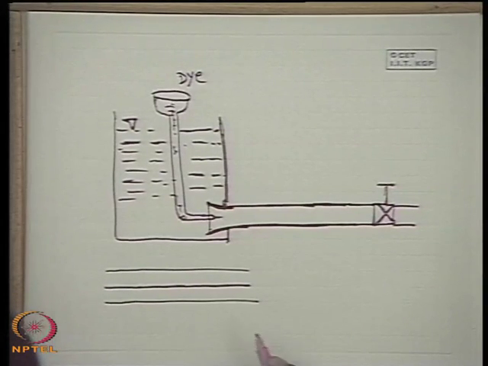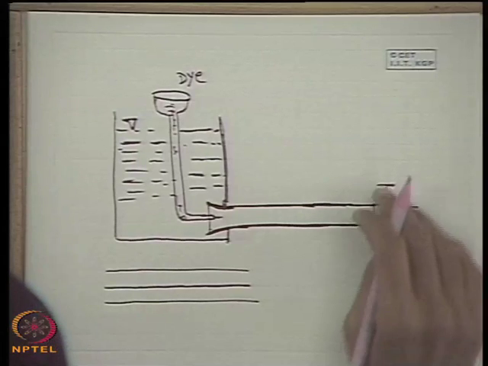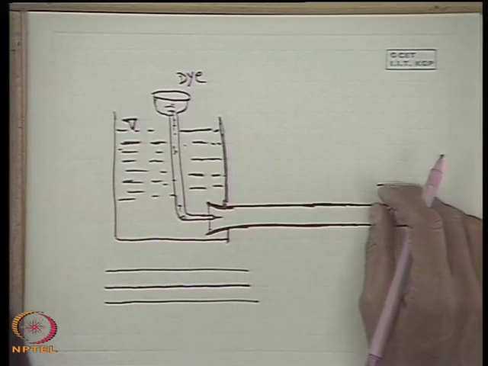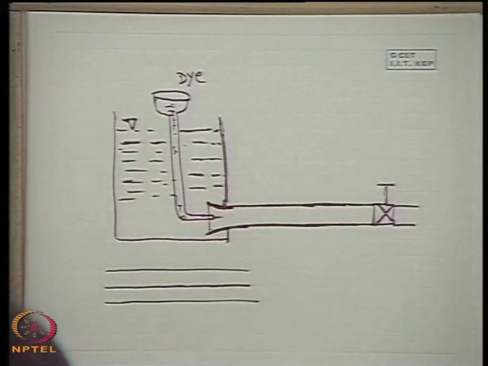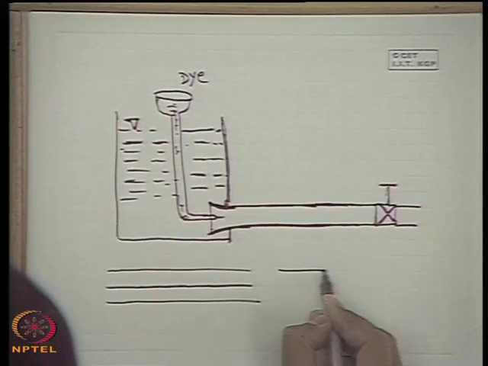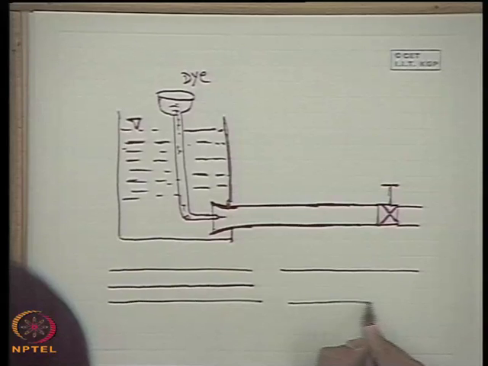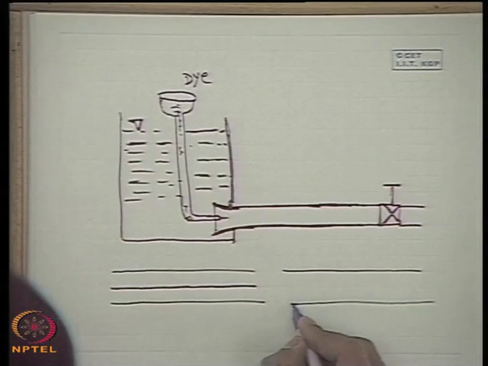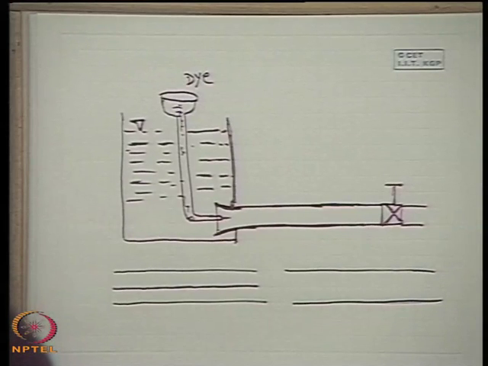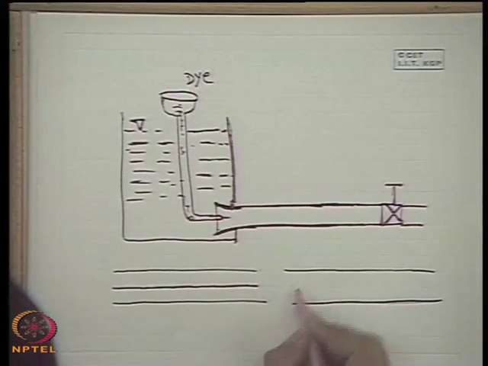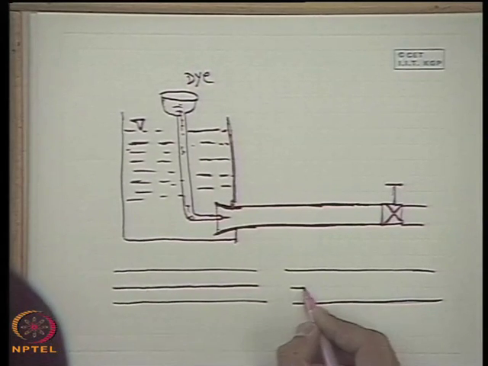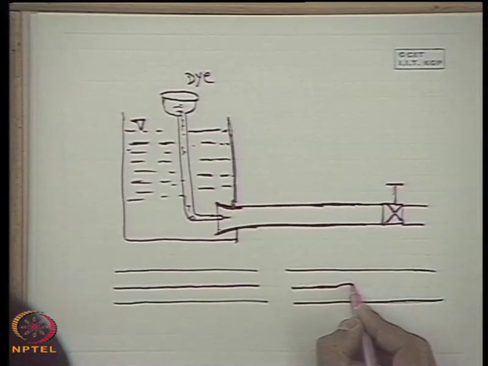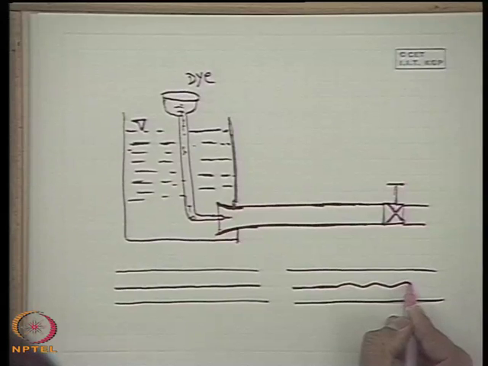Then what happened after increasing the flow? That means if the valve is gradually opened, so the flow is increased, it was found that with the increase in the flow rate, the colored dye, which was an unbroken thread earlier, gets a little wavy. After some length from the inlet, it gets a little wavy in nature.